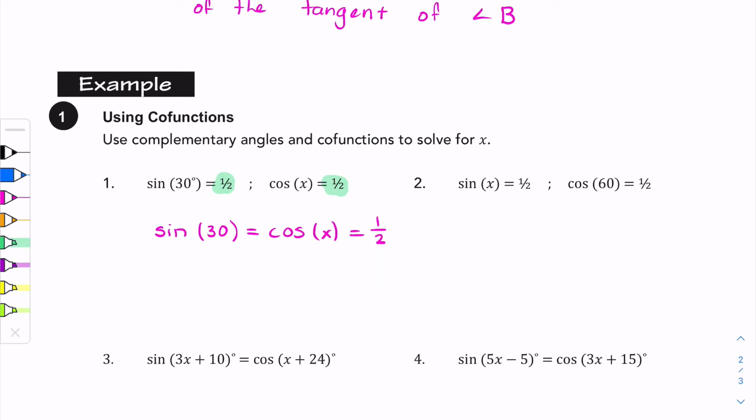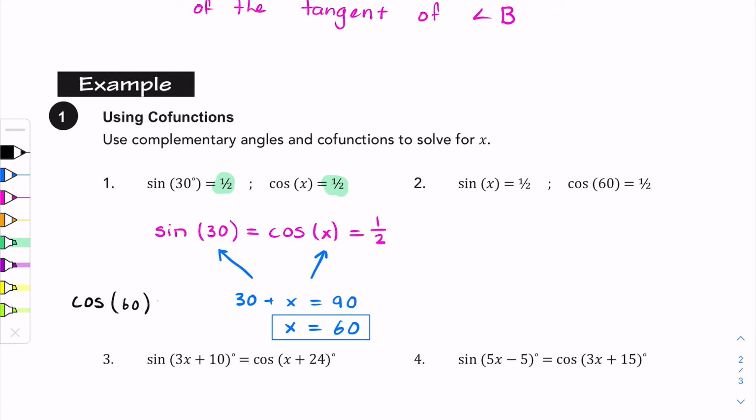So if cofunctions are complementary angles, that means this number here and this number here must add up to 90. 30 plus x is equal to 90. Therefore, x is equal to 60. That's what you're looking for. Cofunction angles sum to 90 degrees. If I was to write this out, I would just indicate that cosine of 60 is equal to 1/2. Okay, we solve for x. That means that the cosine of 60 value is equal to 1/2.